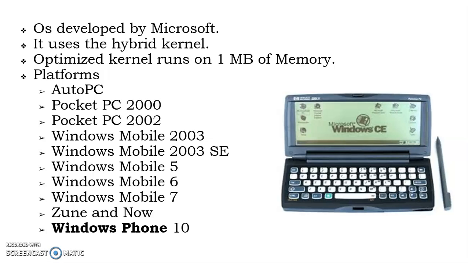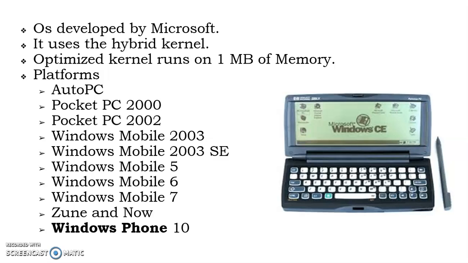Here, the optimized kernel runs on 1 MB of memory. Here I listed some of the platforms of the Windows Mobile operating system: Auto PC, Pocket PC 2000, Pocket PC 2002, Windows Mobile 2003 and 2003 SE, Windows Mobile 5, Windows Mobile 6, Windows Mobile 7, and now we are using Windows Phone 10.